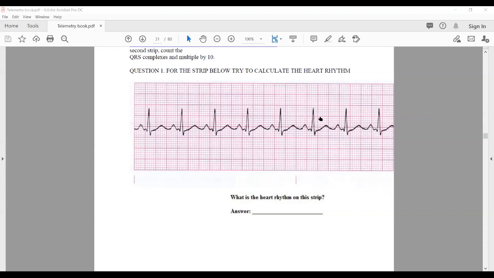So I must have miscounted here because I was trying to show you the small boxes, and it gets kind of crazy to look at these because they're so small. So I'm gonna go once more. I'm gonna go 5, 10, 11, 12, 13, 14, 15. So yeah, I'm getting 15. So 15 into 1500 gives us 100.